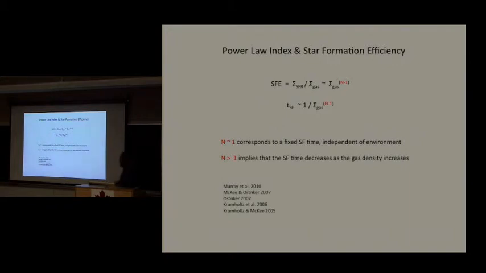Now, depending on the nature of n, you can tell about the star formation timescale. If it is 1, then star formation is independent of environment. No matter where you look at the disk of the galaxy, star formation is pretty much insensitive to that. But if it is greater than 1, then it implies that star formation efficiency actually decreases as the gas density increases.